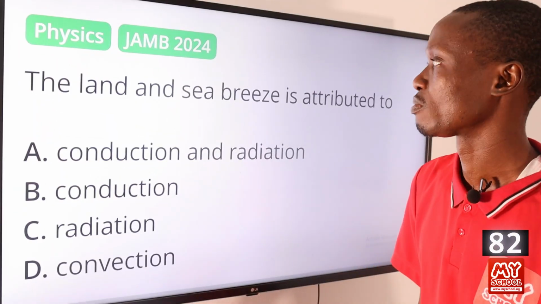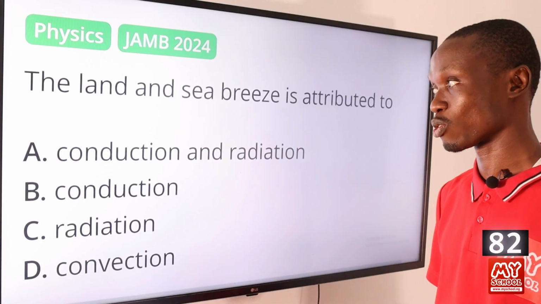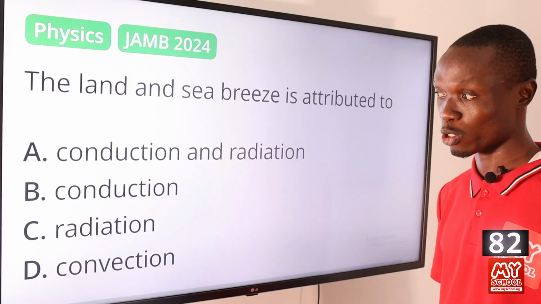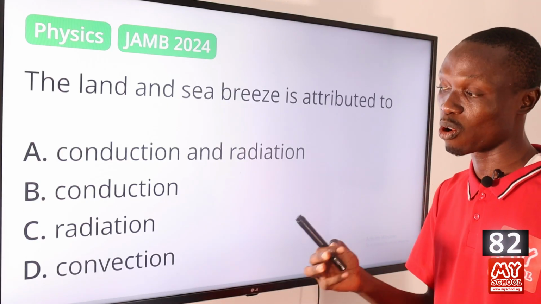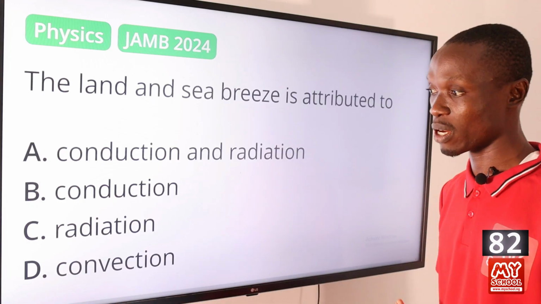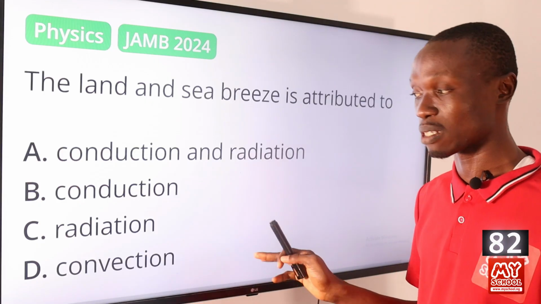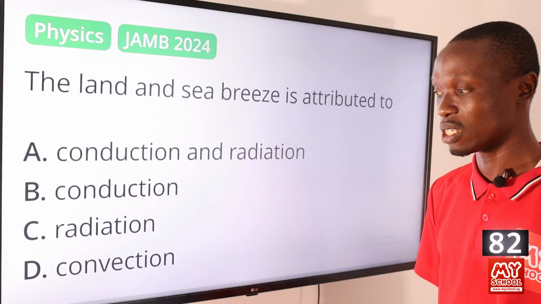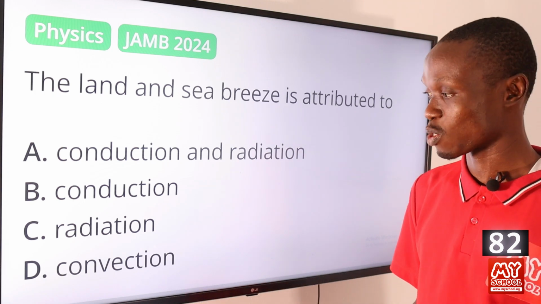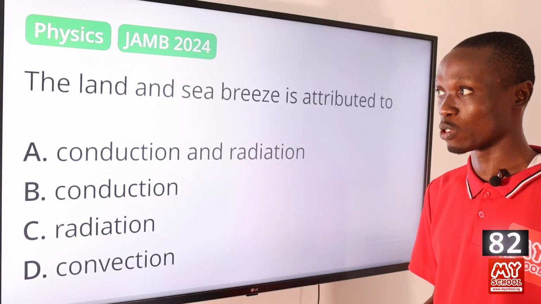Question 82. The land and sea breeze is attributed to A, conduction and radiation. Conduction and radiation are all modes of heat transfer. So option B will have conduction. Conduction is the transfer of heat along a solid medium, or along a solid material. While option C will have radiation, which is the transfer of heat without a material medium. While option D will have convection. So convection is a mode of heat transfer in which heat is transferred via the movement of fluid, right?